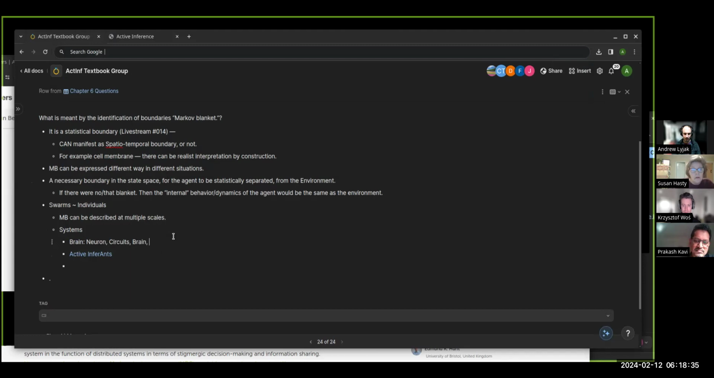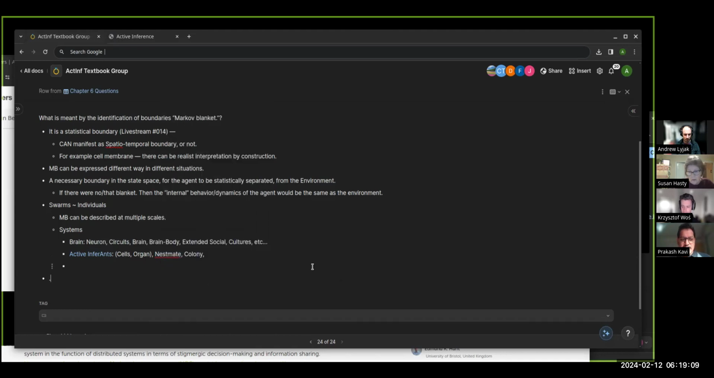And there are some works that have used active inference for modeling the social and cultural behavior of whole communities or societies. So in those cases, Markov blankets can be drawn around a whole community or society. So basically, it depends on the system of interest. It's not something predefined.